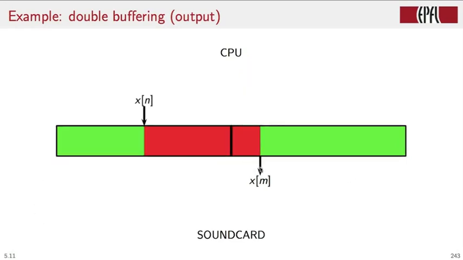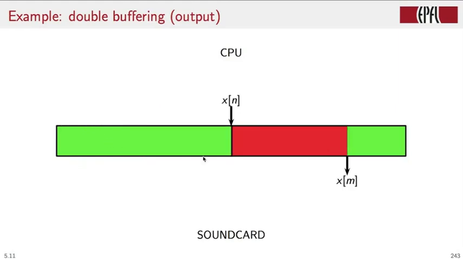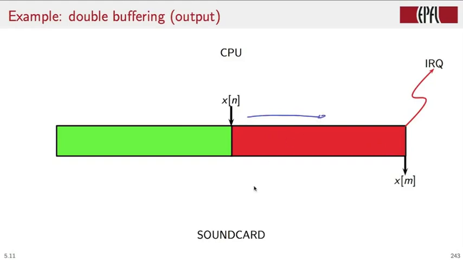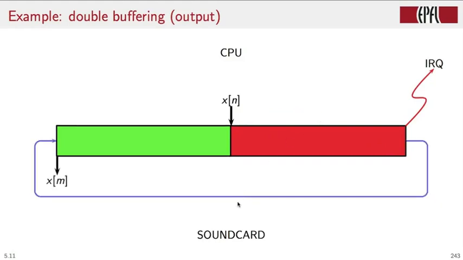So the reading process continues at the same pace as before, and now the filling process continues on the first half of the buffer at a faster pace than the reading process. And so again, the CPU will have filled the first half of the buffer while the sound card is still reading the second half. When the second half is depleted, a new IRQ will signal to the CPU that the second half of the buffer needs to be filled again, and so on and so forth.